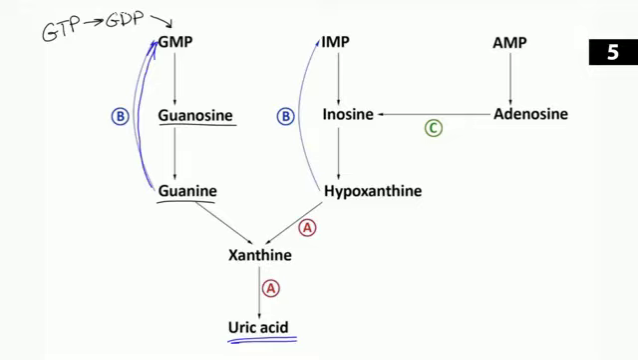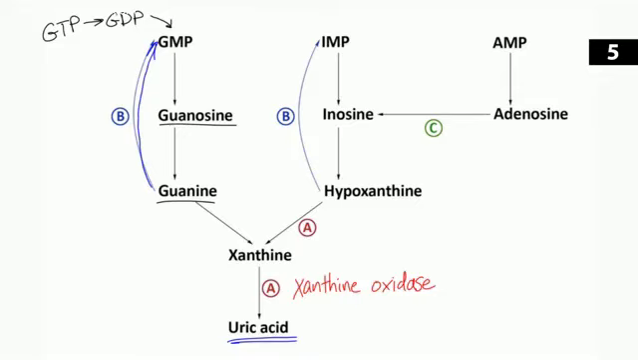So let's follow it down to uric acid first. Guanine is converted to xanthine, and then it's converted to uric acid. And the enzyme that does this is xanthine oxidase, which is enzyme A. Now, where have we come across xanthine oxidase before? Back in rheumatology. We treat gout patients with the drugs allopurinol and febuxostat to inhibit xanthine oxidase, to block the production of uric acid in gout patients.